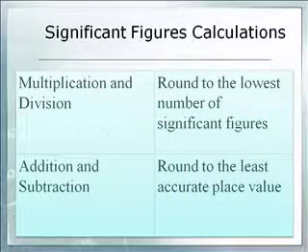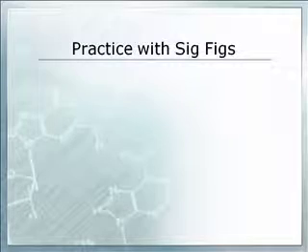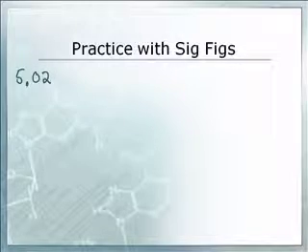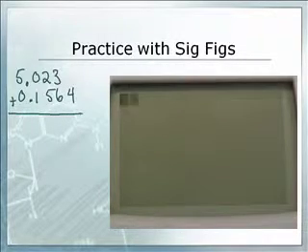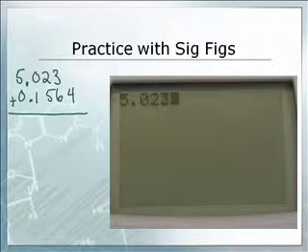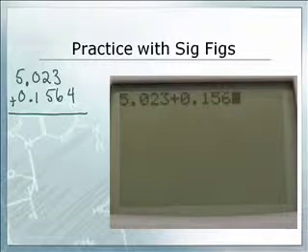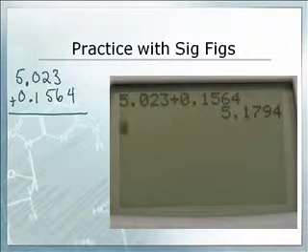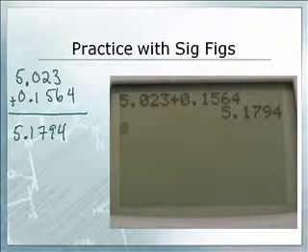Make sure you've written these down, and we'll do some examples. These are the key rules that we're going to use to solve these problems. So now let's just do some problems. Let's say I have 5.023, and I'm going to add to that 0.1564. Mr. Sams, you're going to do that on the calculator: 5.023 plus 0.1564. What does the calculator say? The answer says 5.1794, and that, of course, is wrong.